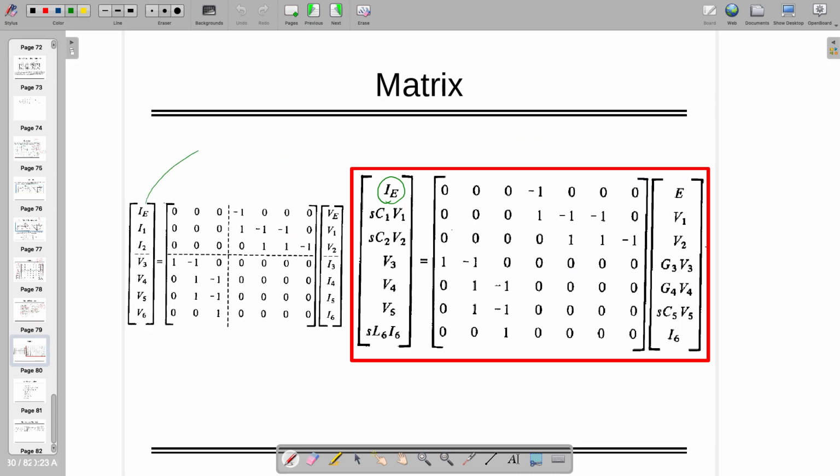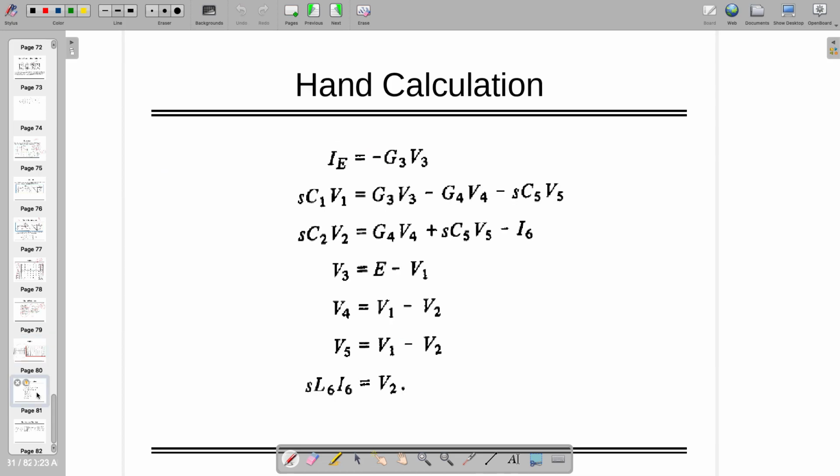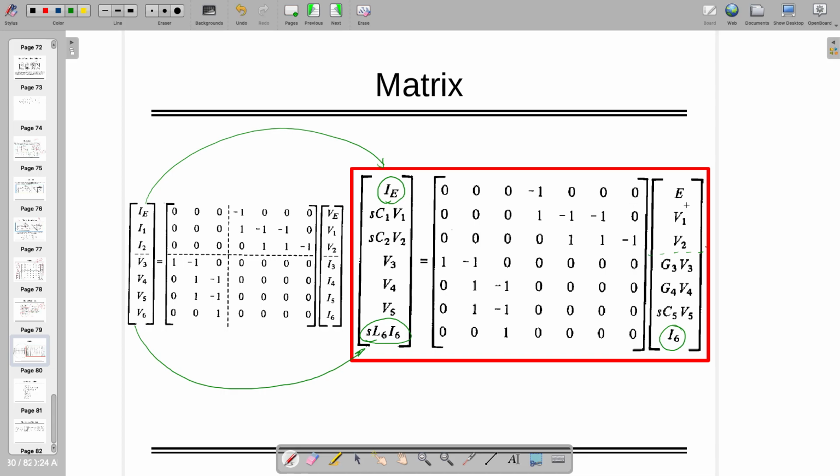So IE is IE. I1 we have already found out, SC1 V1. I2 is SC2 V2. V3, V4, V5 we already found out, but V6 is SL6 V6. Similar to that, we can have V is E, V1 V2 are already given. The current will be replaced and 6 will be here, right? So from here you can write down IE in terms of E, V1, V2 or something.